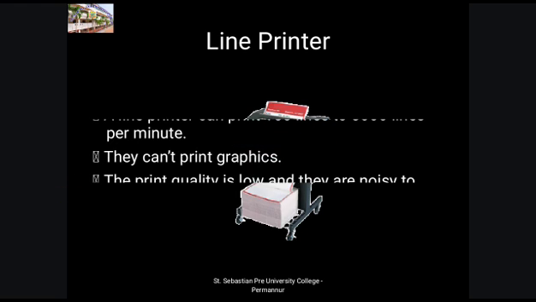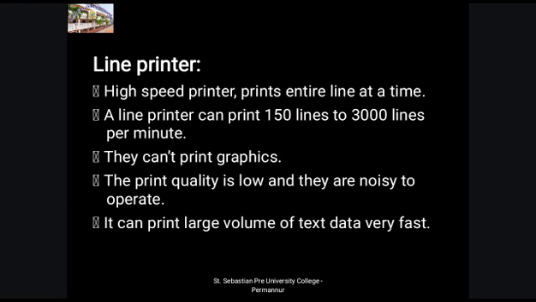Example, line printer. Since the name tells, a line printer prints a line at a time. It is a high-speed printer. A line printer can print 150 lines to 3000 lines per minute. It cannot print graphics. The print quality is low and they are noisy to operate. It can print large volume of text data very fast.